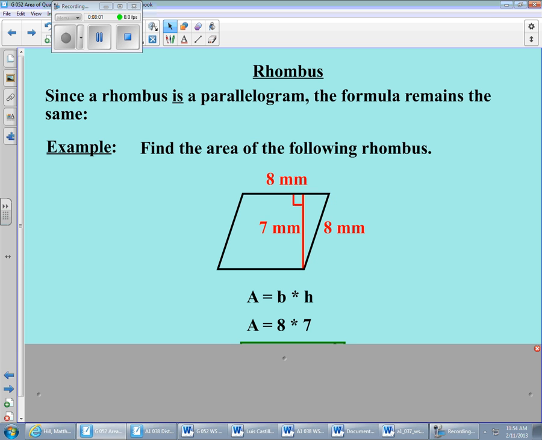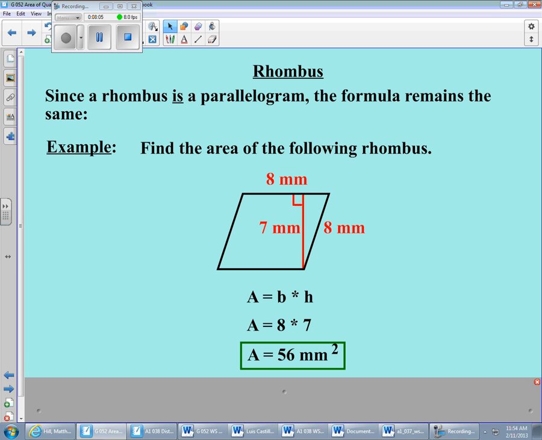And obviously 8 times 7 is 56. Since it was millimeters, it is 56 square millimeters.